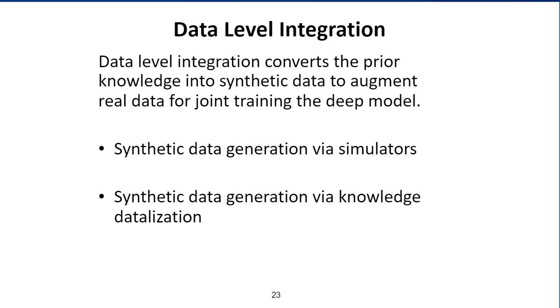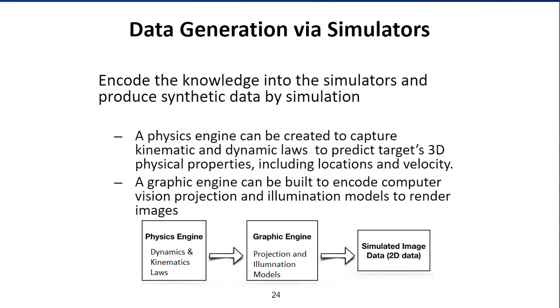So first, let's look at the synthetic data generation through the simulators. The basic idea is to encode whatever knowledge we have into the simulators, and then run the simulator to produce synthetic data. And for computer vision, typically we have two simulators. One is the physics engine. It encodes the physics laws, such as the kinematic and dynamic laws, that can be used to generate 3D objects with different physical properties, including location and velocity. So this is the physics engine.